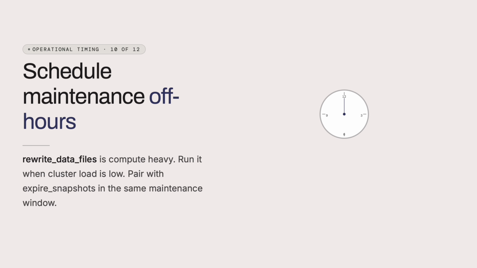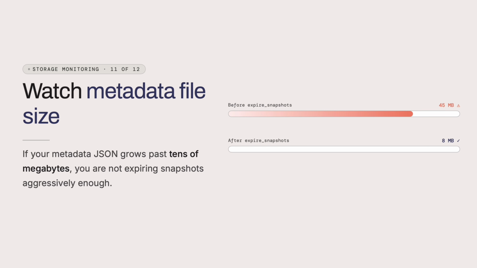9th, schedule maintenance off hours. Rewrite data files is compute heavy. Run it when cluster load is low. 10th, watch metadata file size. If your metadata JSON grows past tens of megabytes, you are not expiring snapshots aggressively enough.